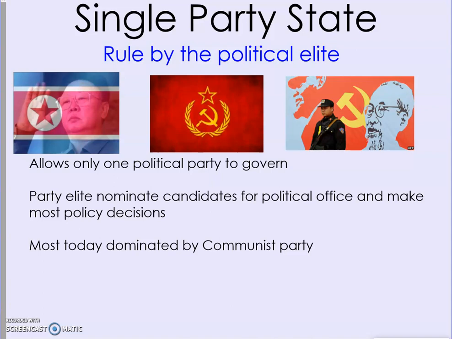Oftentimes people with different political views are shut out of the process completely. And China would be a modern day example of that. Your book talks a little bit more about China. The Communist Party is the only legal political party and has controlled the government there since 1949.